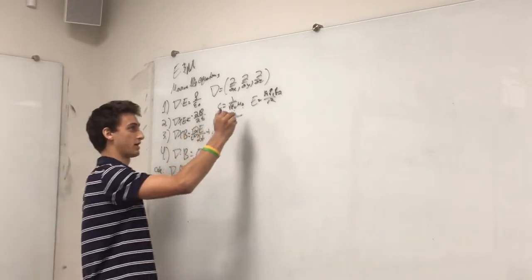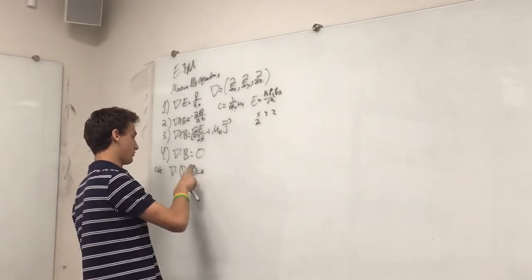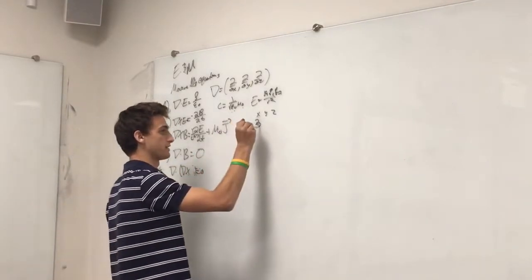What I mean by cross product is if I have x, y, z, so del cross E is just dx dy.